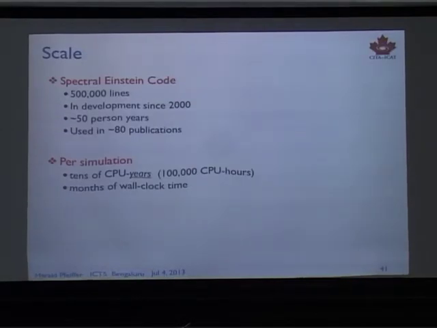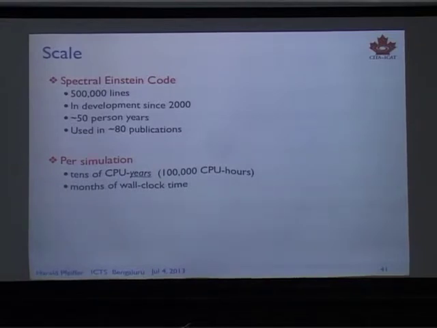To put some context on this whole endeavor, the code is about 500,000 lines long. We have developed it since about 2000. And my rough estimate is that we've spent about 50 person years developing this code over the years. And so far, we've had about 80 publications, increasing quite rapidly. All the simulations I've been showing you, and I will be showing you, again to give you context, require about tens of CPU years, 100,000 CPU hours each, spread out over a couple of months of wall clock time.